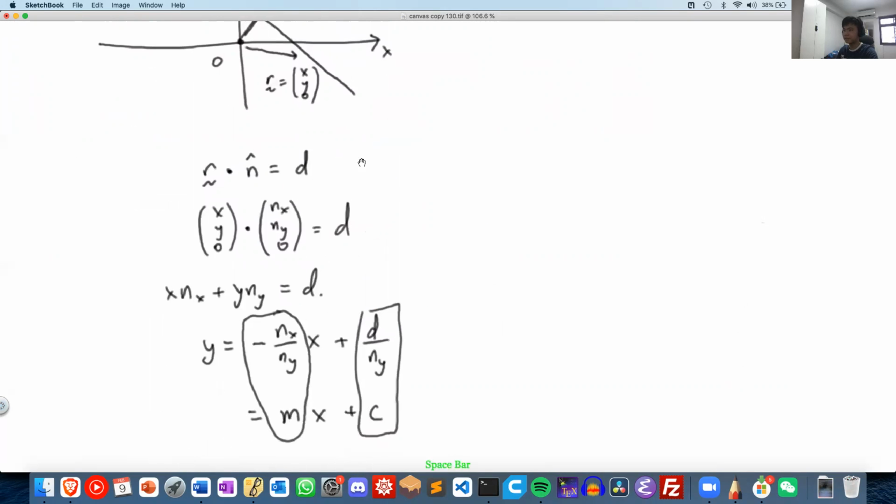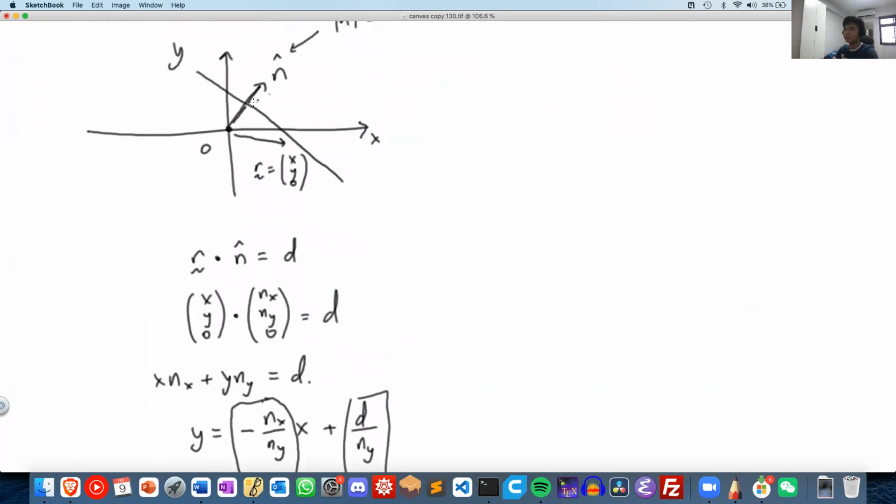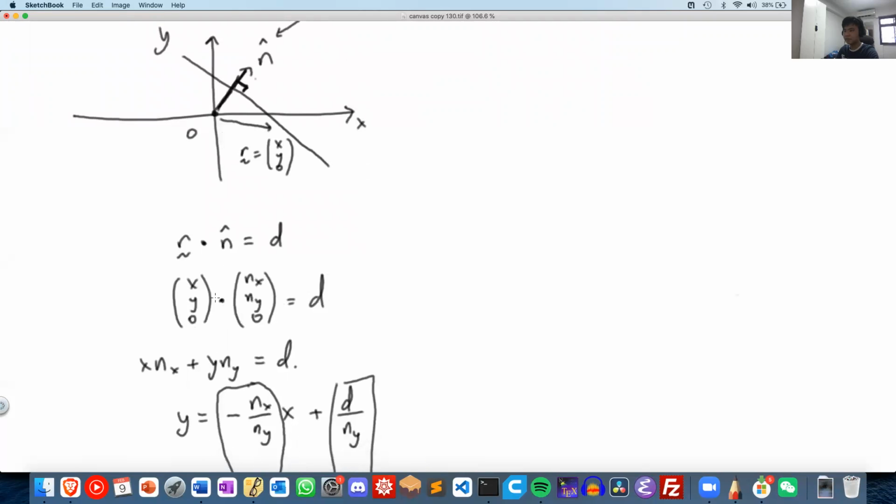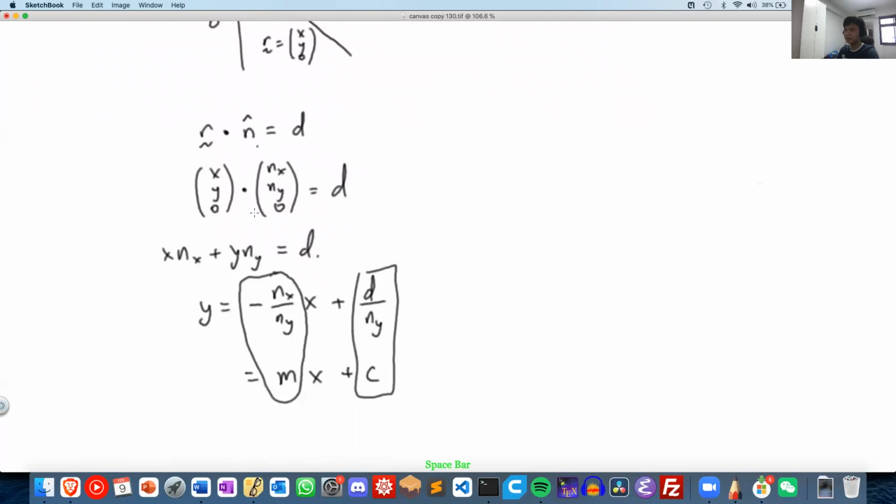But another way is to write it in terms of the vector that is normal to the line, so it's perpendicular to the line. Let's say we have such a vector n hat. Then if we write r dot n equals d, we get another way to describe the line.